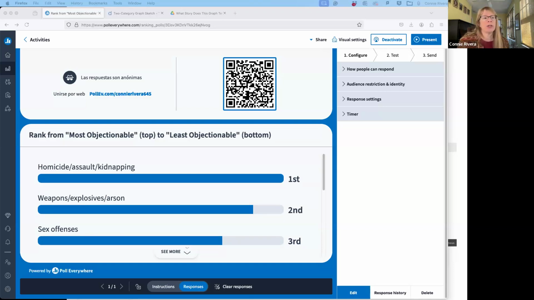Can somebody explain how to use it from your phone? I think it's a hold it down and slide it, but I didn't redo the poll on my phone to see how that worked. You could go to pollev.com/Connie Rivera 645 and type it in. And Rhonda has an explanation for you, Carrie. Tap and arrow up or down. Thank you. Tap in it to get the arrows. Okay.